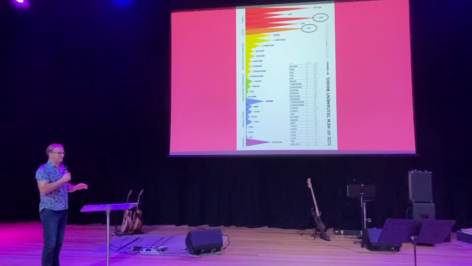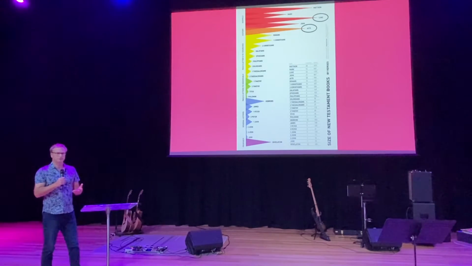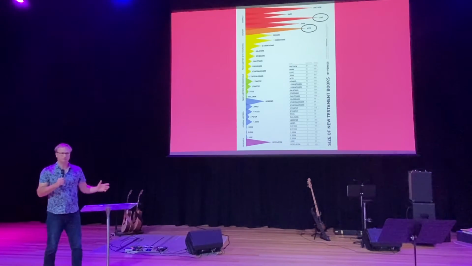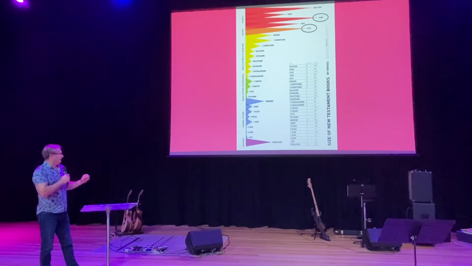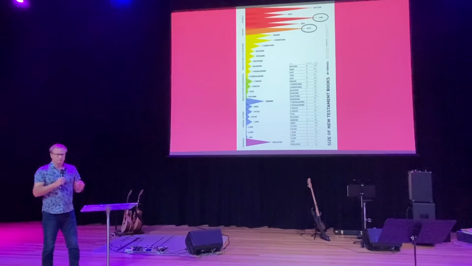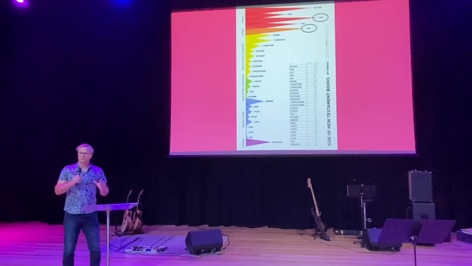The blue ones are epistles or letters that weren't written by Paul. So it's a bunch of general letters written by other people. And the last book is the book of Revelation, which is kind of like the culmination of the story of the Bible.